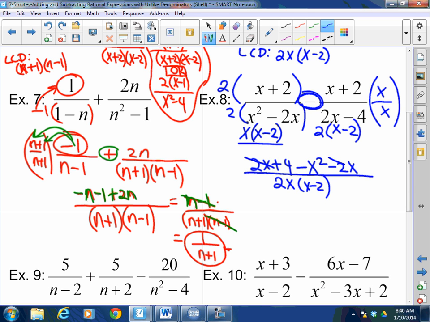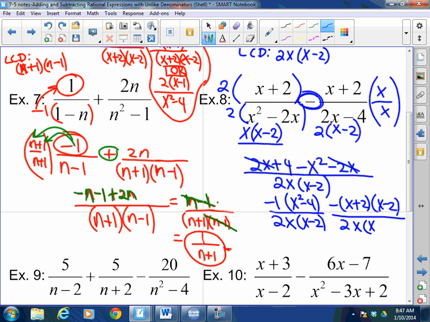The 2x and the negative 2x cancel. And look what I have. I have 4 minus x squared. So what do you think I'm going to factor out? A negative 1, giving me x squared minus 4 over 2x. Yep, it's going to be reduced now, factored out. Negative, good job, guys. x plus 2, x minus 2 over 2x, x minus 2. The x minus 2's go bye-bye. My final answer is negative x plus 2 over 2x.